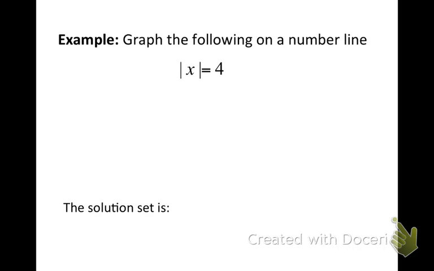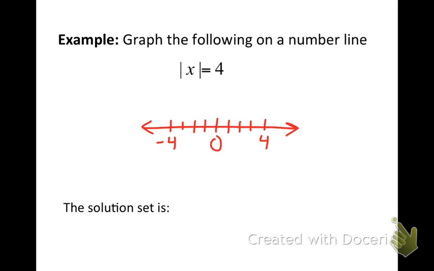We're going to graph the absolute value of x equals 4 on a number line. And then we're going to determine what the solution set is. So we're kind of thinking about this backwards. So up there I had the absolute value of x equals 3. Here we have the absolute value of x equals 4. So I'm going to start at 0. And I'm going to go 4 units away to the right. And then I'm also going to go 4 units away to the left.